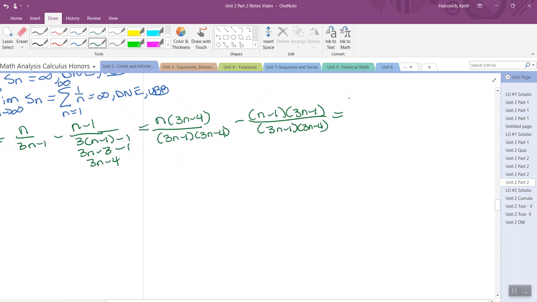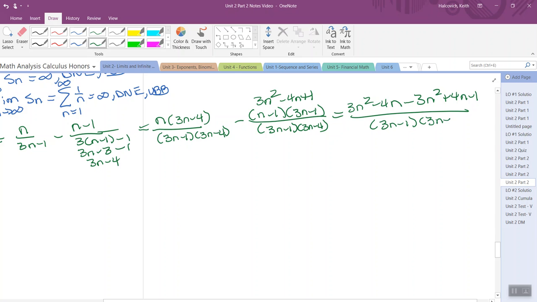Then you're going to simplify, so you get 3n squared minus 4n. Here you're going to FOIL, so 3n squared minus 4n plus 1, but then you distribute the negative, so it's 3n squared plus 4n minus 1 over 3n minus 1 times 3n minus 4, which means when you cancel those out, you get negative 1 over 3n minus 1 times 3n minus 4.